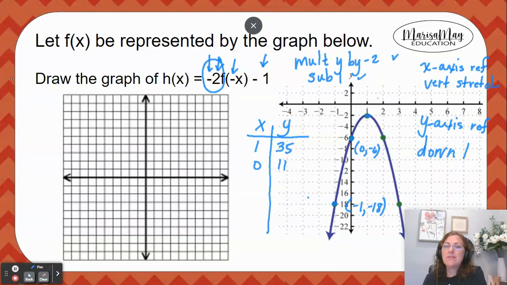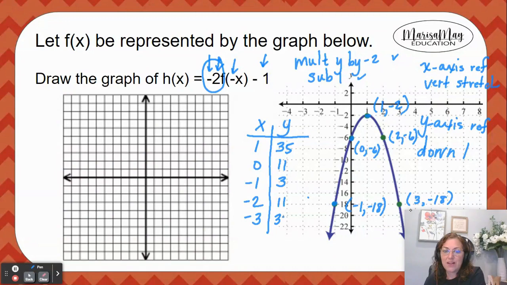Let's do this one. This is 1, negative 2. Change the sign on the x, makes it negative 1. Take the y value of negative 2, multiply by negative 2, which is 4. Subtract 1, making it 3. Then we'll do this one, which is 2, negative 6. Change the sign on the x, and we get the 11 again. And then finally, we get 3, negative 18, and we get the negative 3, 35 this time.